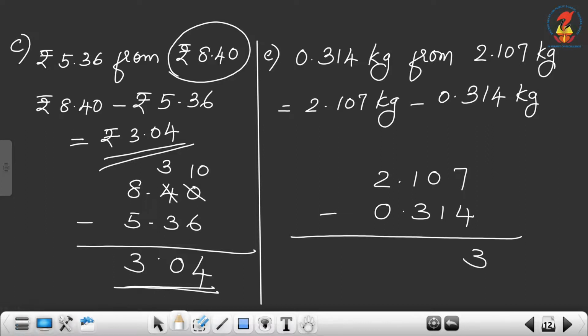0 minus 1 is not possible, so we have to borrow from 2, it will become 1. So this 0 will become 10. From 11 we have to borrow, so it will become 10. Then 10 minus 1, 9. 10 minus 3, 7. 1 minus 0, 1. So the answer is 1.793 kilogram.